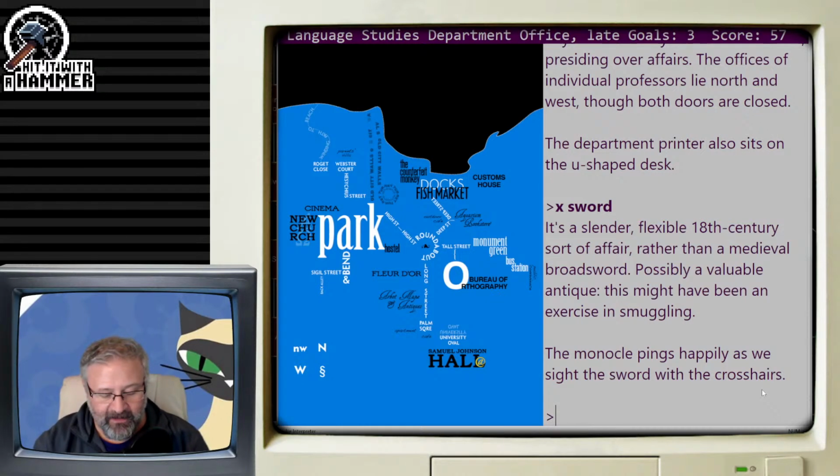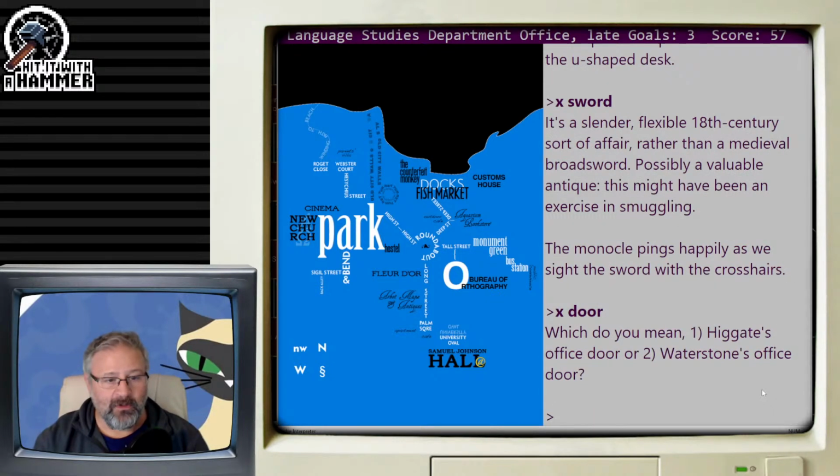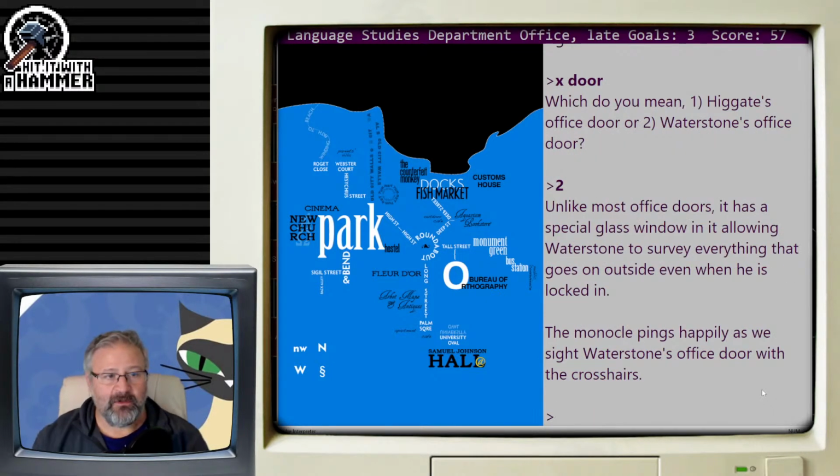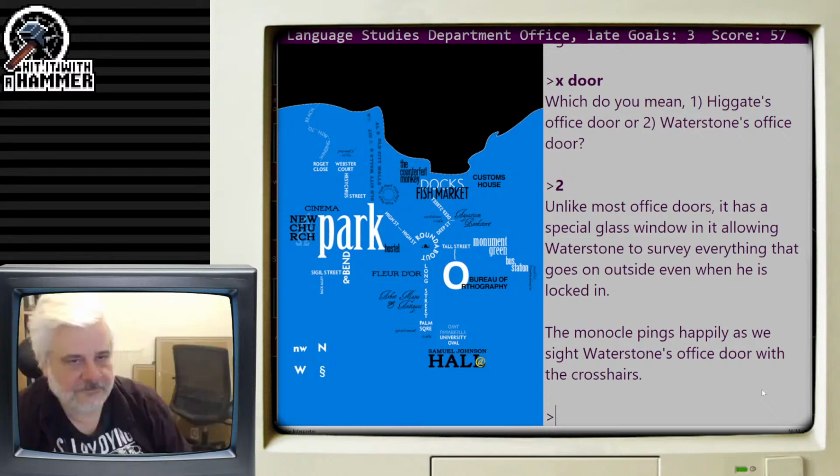actually north of here is Professor Waterstone's office. So if we look at the door, Waterstone's office door, it says, unlike most office doors, it has a special glass window in it, allowing Waterstone to survey everything that goes on outside, even when he's locked in. So he's kicked us out of his office, and we're on the outside, but we can see him through the window. And we can knock on the door. Knock on door.